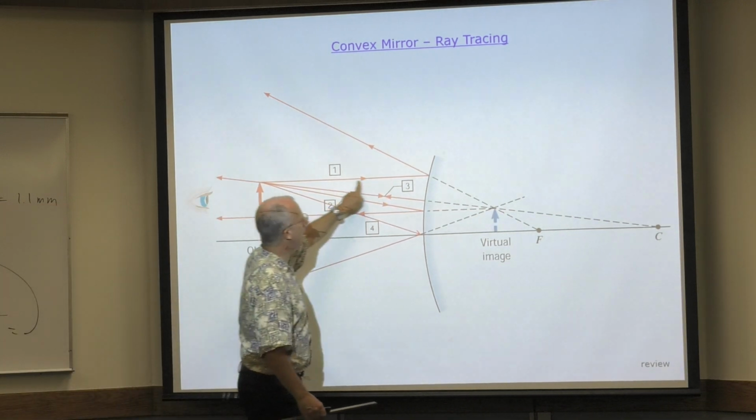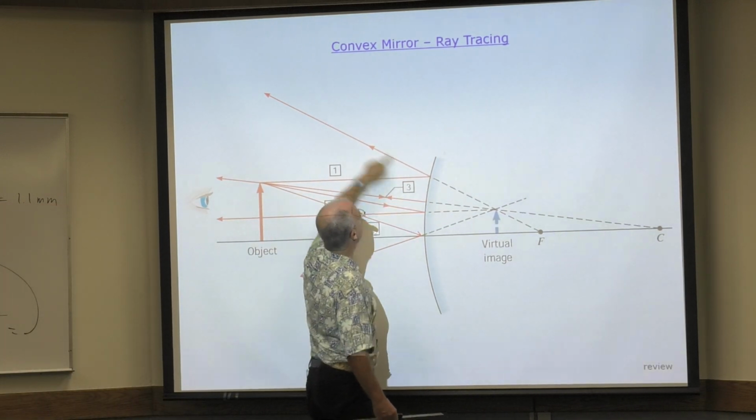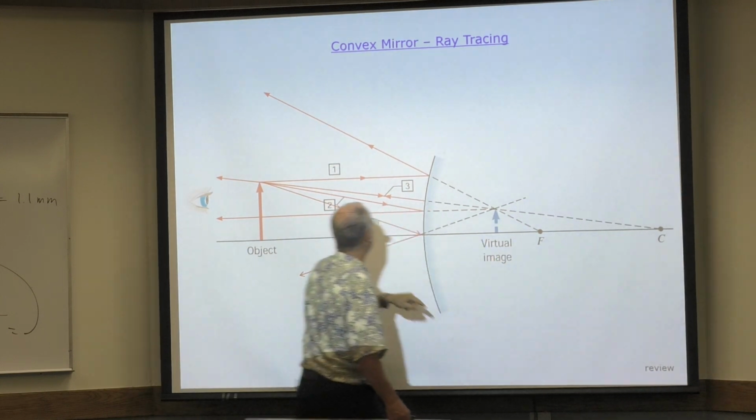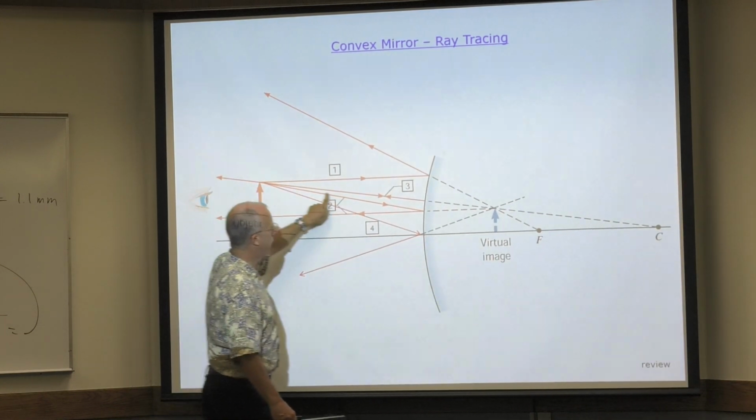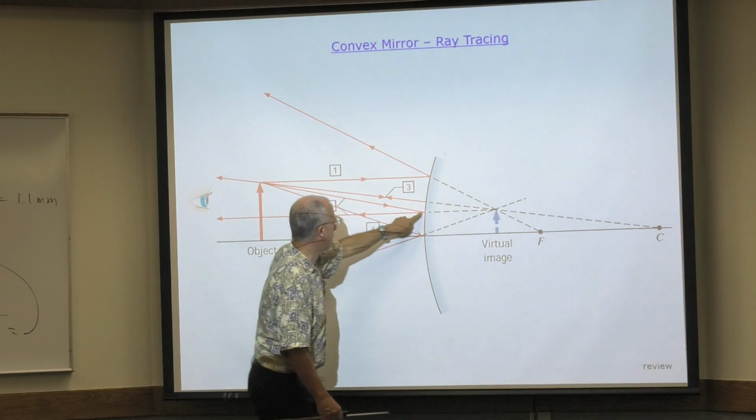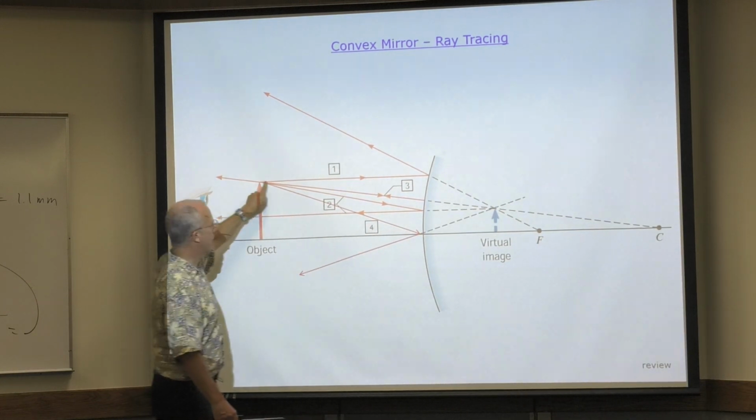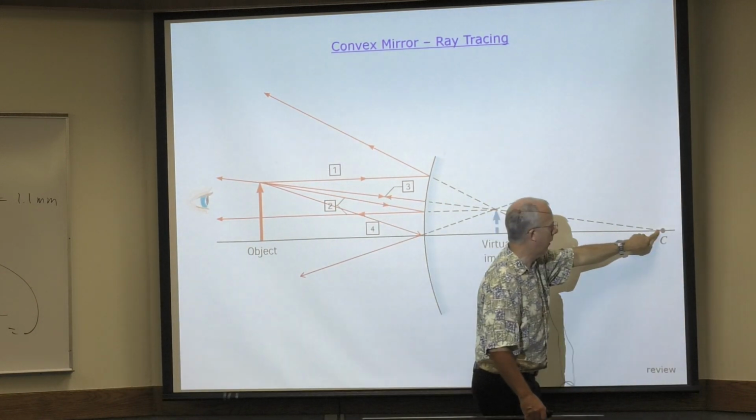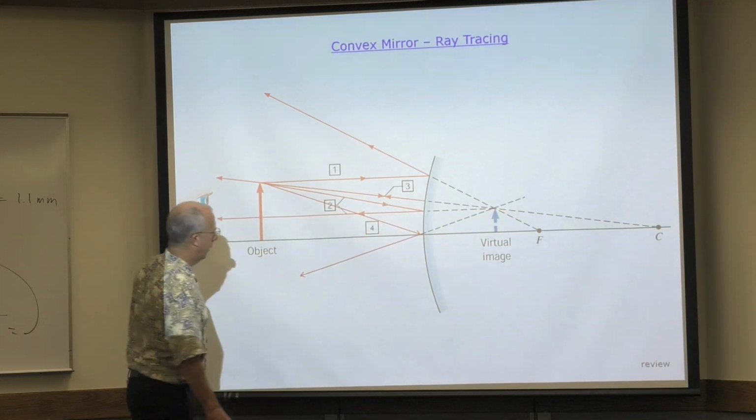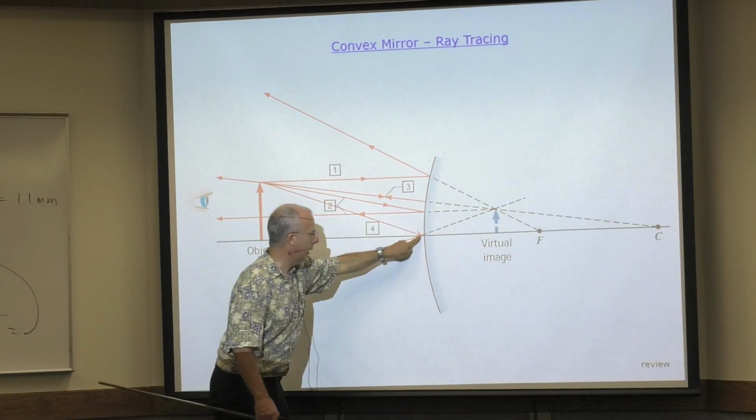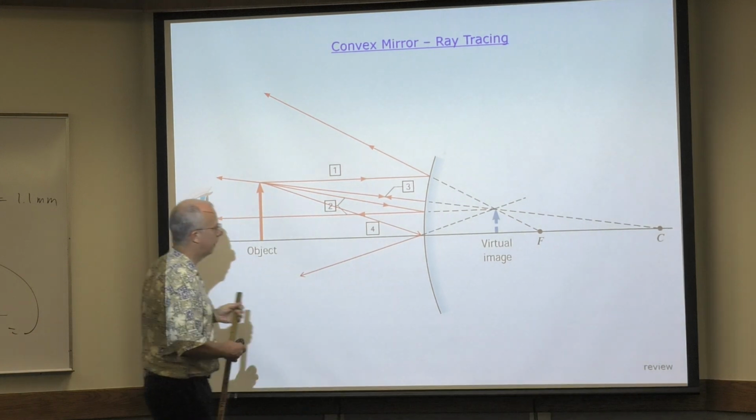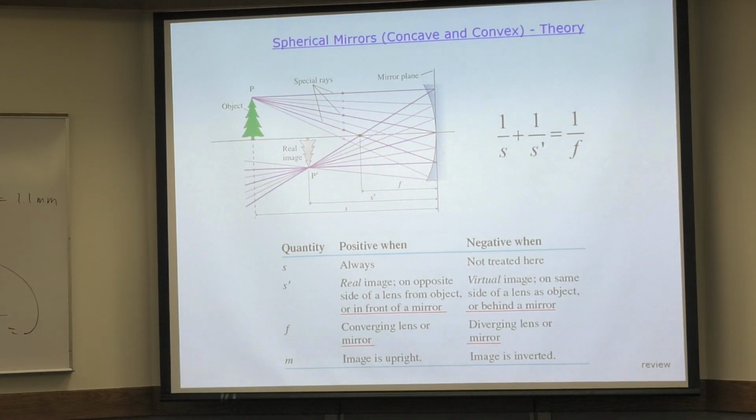So parallel in, it diverges, but focal out. Number 2 is focal in, but then it reflects here, so it's parallel out. Number 3 is a nice guy, just goes to the center, reflects back on itself. And then number 4, the good guy, just in, out, this angle equals that angle. And then there's the math.